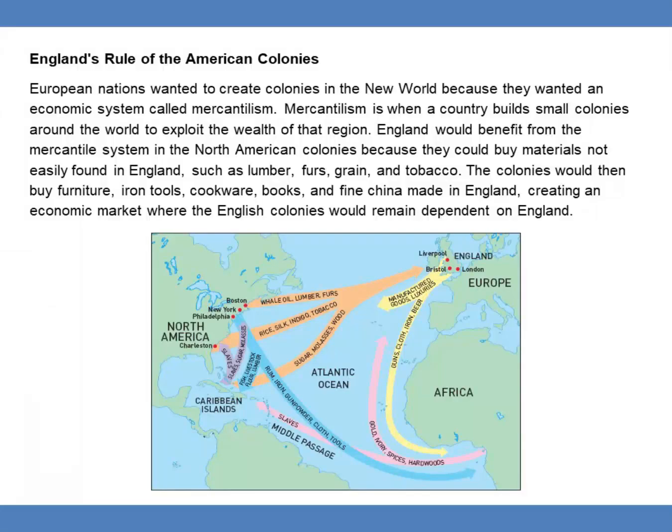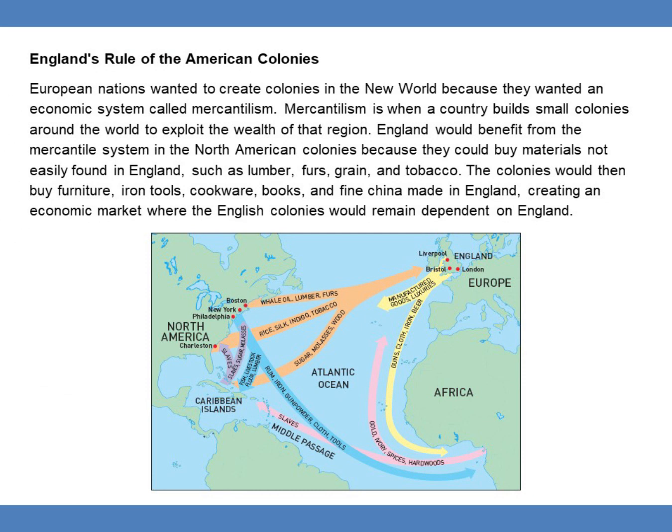England's rule of the American colonies. European nations wanted to create colonies in the New World because they wanted an economic system called mercantilism. Mercantilism is when a country builds small colonies around the world to exploit the wealth of that region.